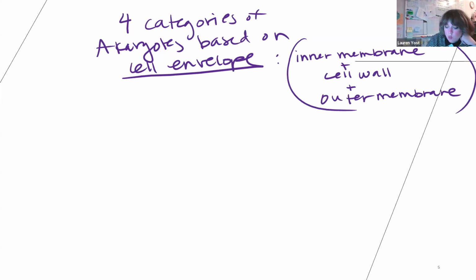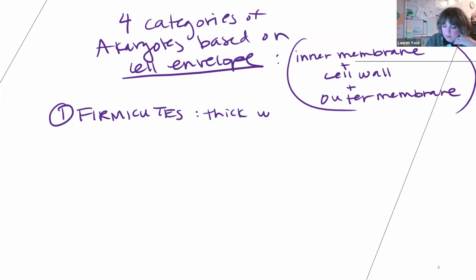So there's 4 categories. The first one that I always remember is the Firmicutes. They're firm because they have a thick wall. These are our gram-positives, our traditional gram-positives. Okay. The second one are our other grams, the Gracilicutes.